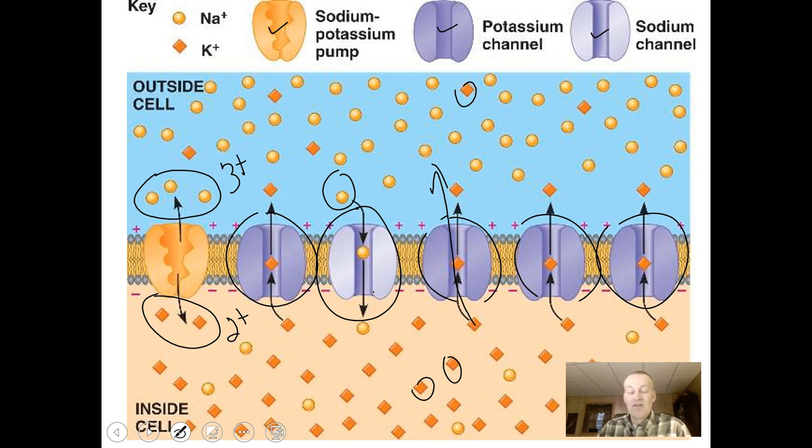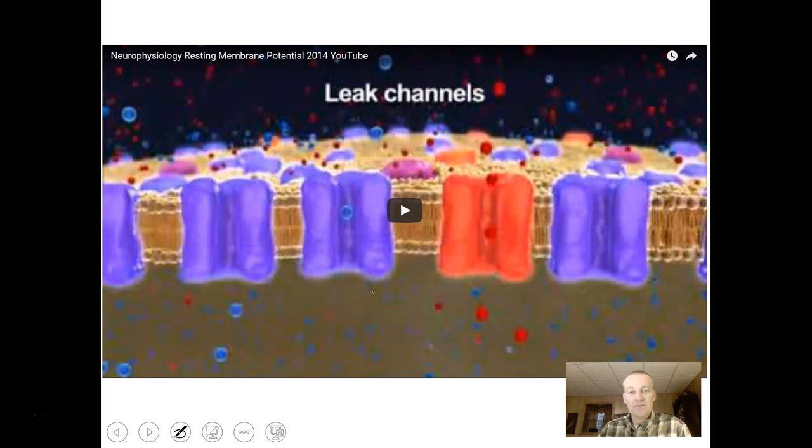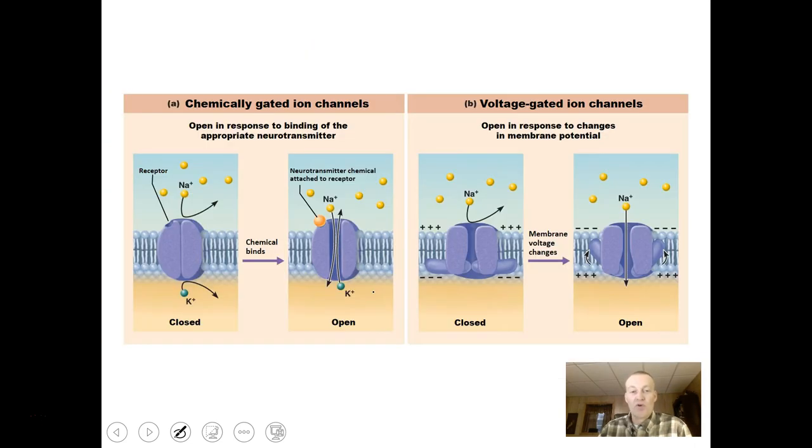We like that negative 70 millivolts because that allows the cells to function normally, allowing ions to come in at a normal rate, and water to come in at a normal rate. So that's all good and fine. And there's a little video that you can look at if you'd like to see the leak channels working, but you can do that on your own.